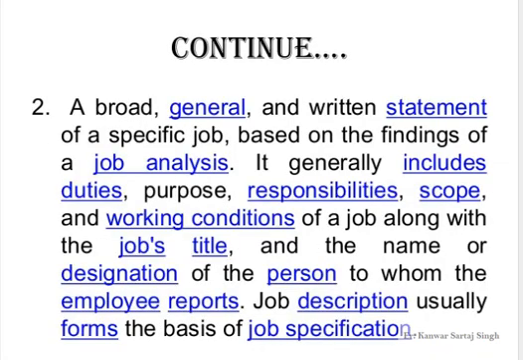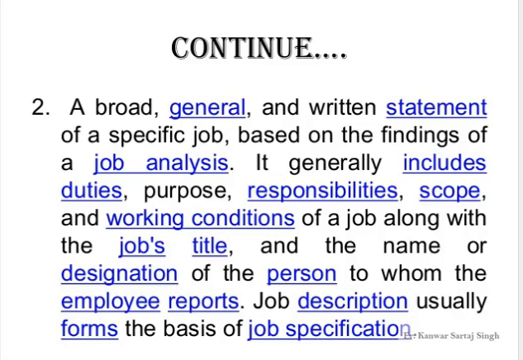Further, job description is a broad, general, and written statement of a specific job based on the findings of job analysis. It generally includes duties, purpose, responsibilities, scope, and working conditions of a job, along with the job's title and the name or designation of the person to whom the employee reports. Job description usually forms the basis of job specification.